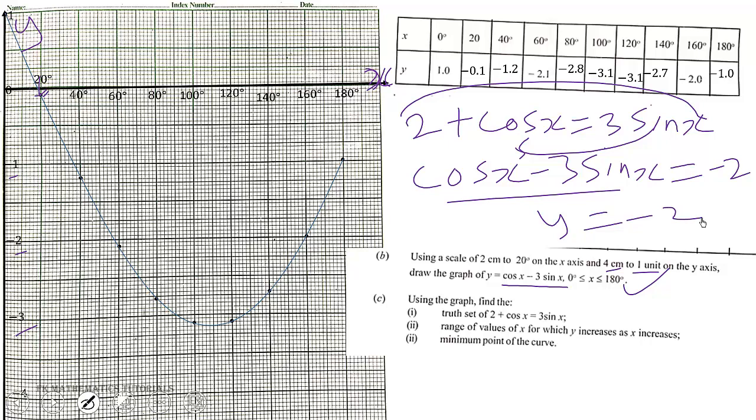So we draw the line y equals negative 2 on the same graph sheet, and where it intersects the curve, we trace to the x-axis. We see that on the x-axis, each box is 2 units, 2 degrees. So we have that x is such that x equals 58 degrees or 160 degrees, as you can read from the graph.